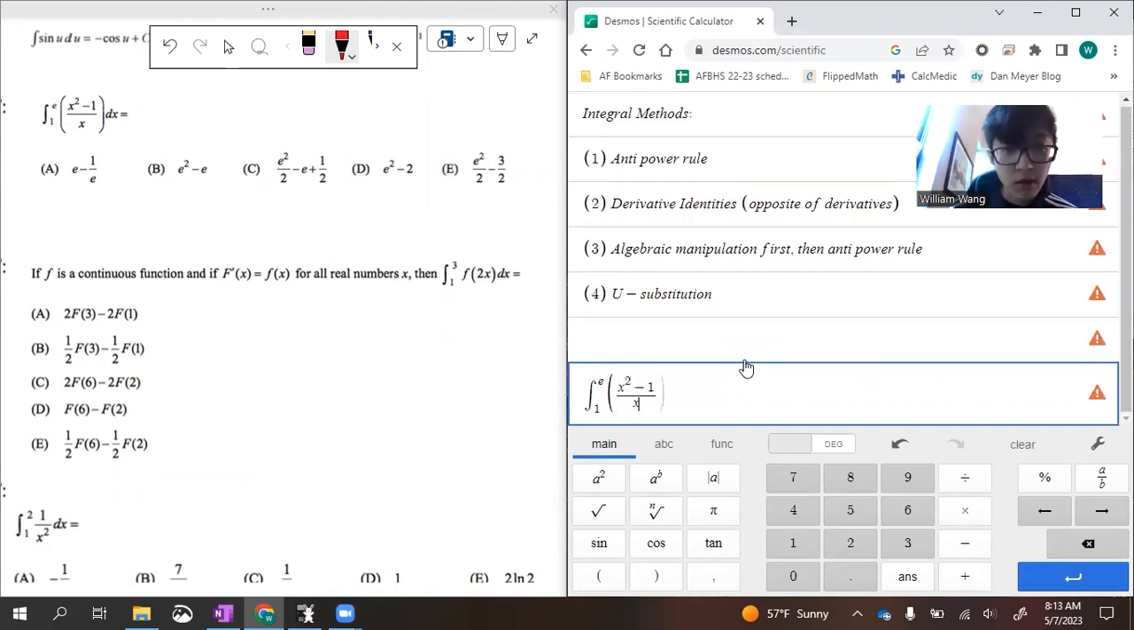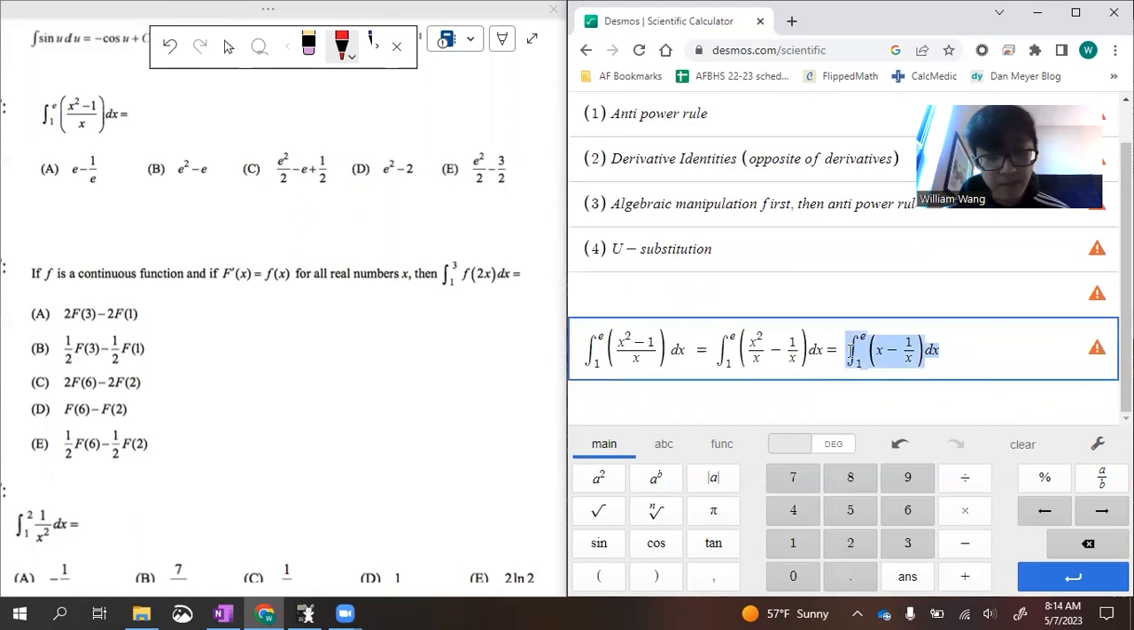All right. So for this integral here, the integral from 1 to e of x squared minus 1 divided by x dx. Okay, well, this is the same as the integral from 1 to e of x squared divided by x minus 1 divided by x dx. All right, so hopefully you follow here. I'm just dividing each term by x. Cool. This simplifies: x squared divided by x is x. 1 minus x, that can stay the same.